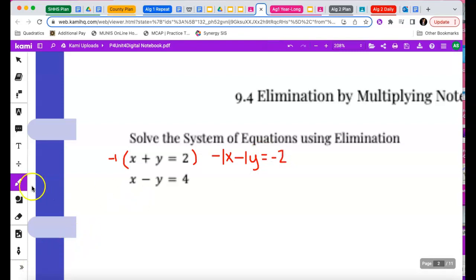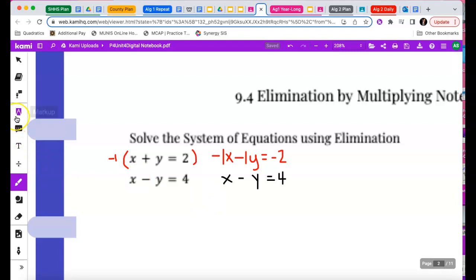I'm going to leave my second equation alone. I only need to multiply one of my equations by something. So I'm just going to bring this down as x minus y is equal to 4. So I don't have to do anything with that second equation. I just bring everything down.